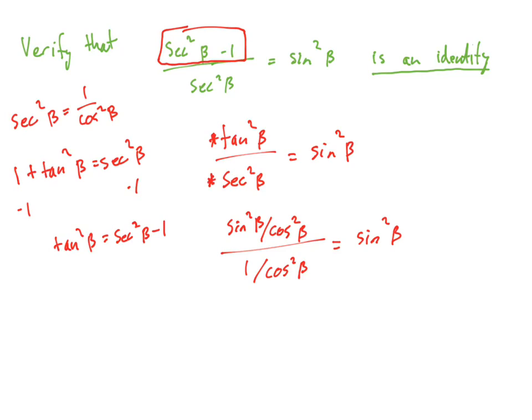Now when we have a complex fraction, that is just fractions within a greater fraction, if the denominators are the exact same, those can be canceled. So we end up with sine squared of beta is equal to sine squared of beta, and we've got it. Got the left side equal to the right side.